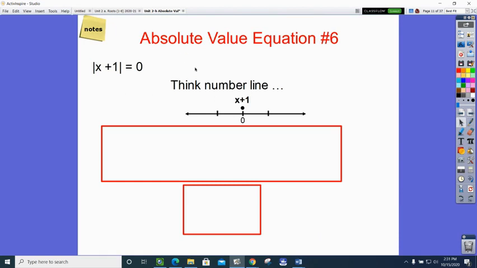Okay, here's another one. Absolute value equation 6. I have it isolated. It equals 0. Think about the number line. What do you think the solution is? Solutions, no solution. What's going on here?